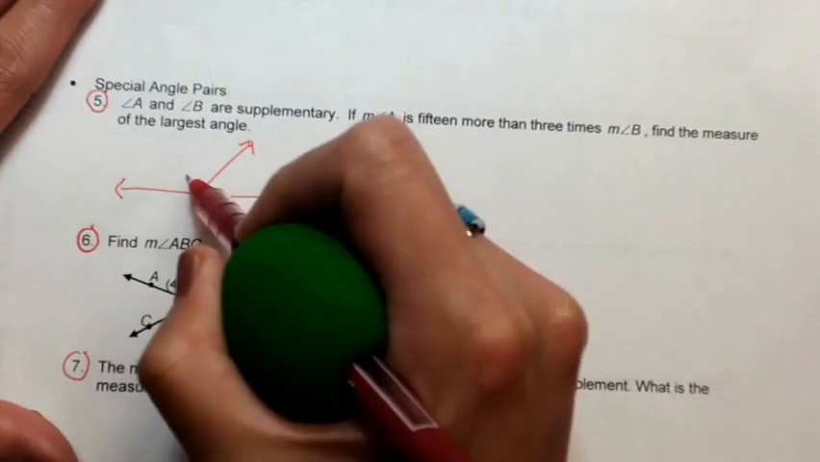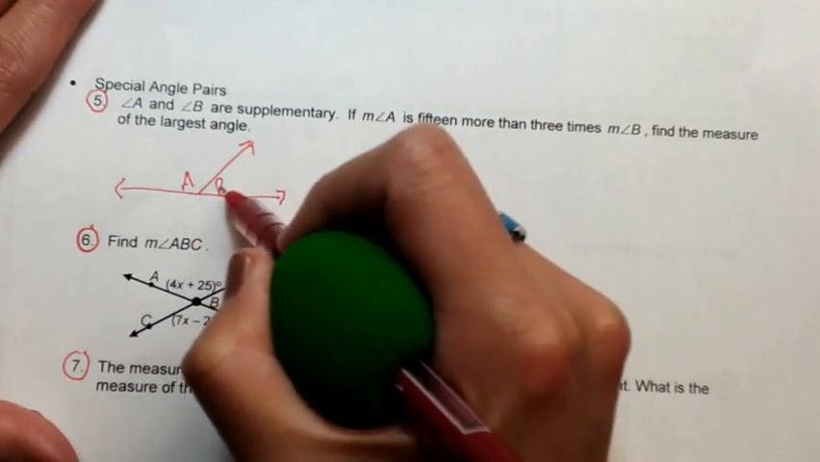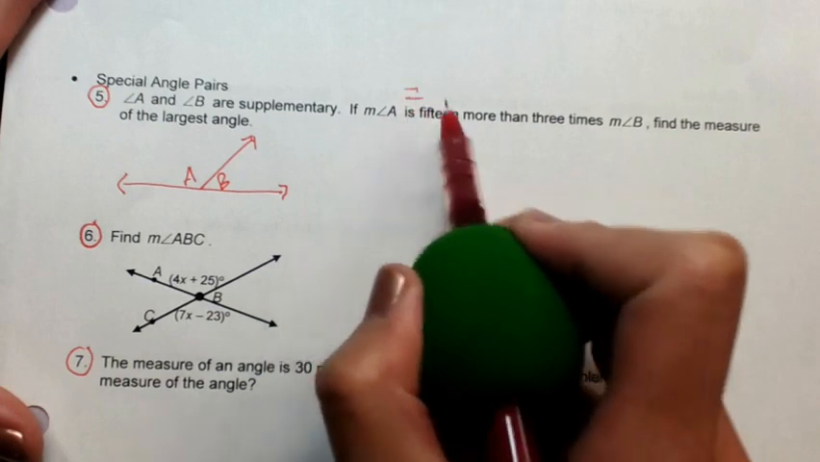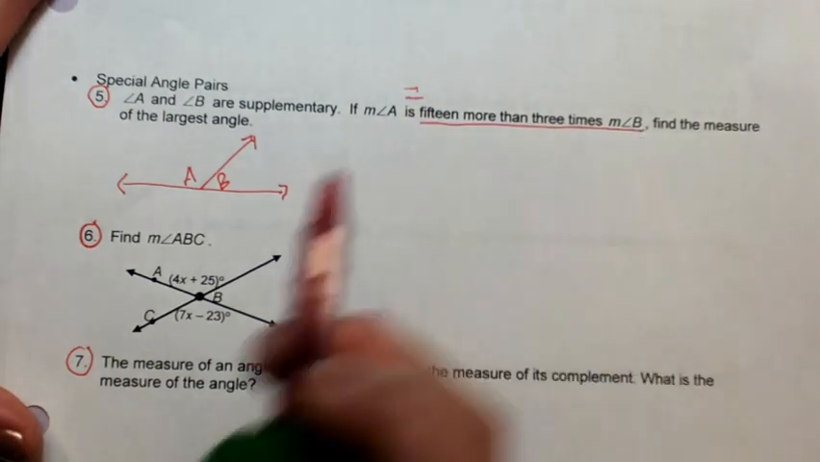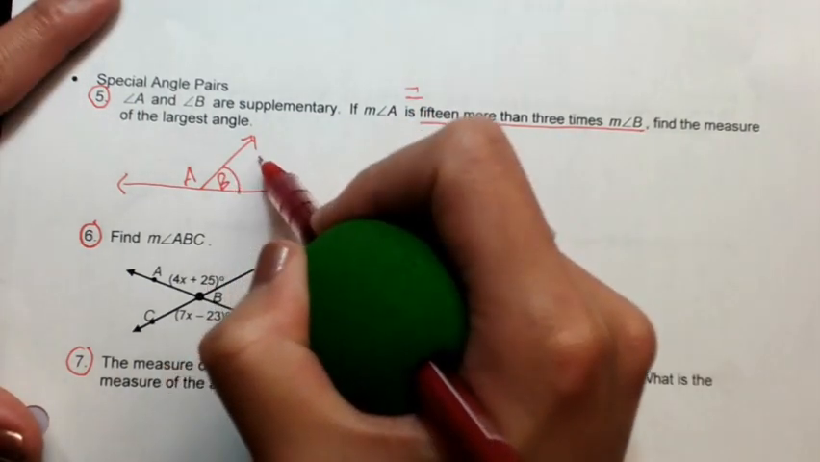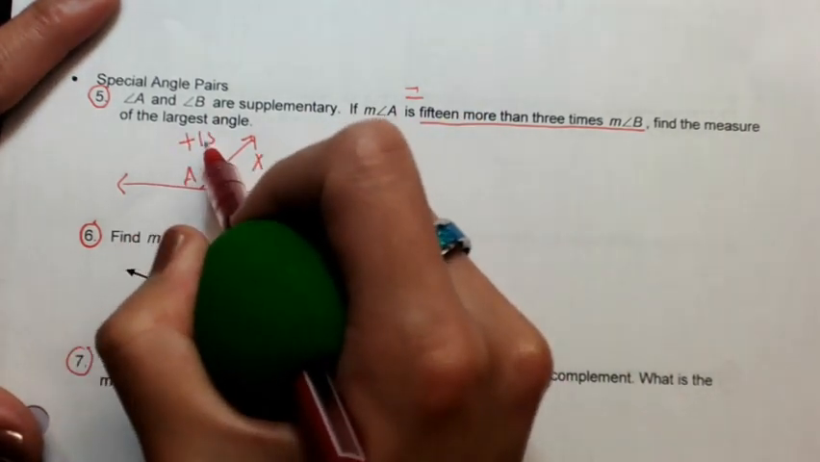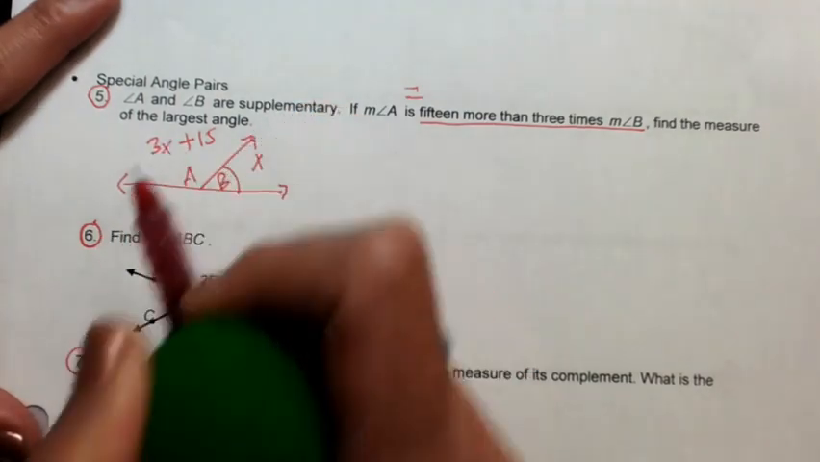So A and B are supplementary. So here's A and here's B. If they're supplementary, we know together has to be 180. So it says A is 15 more than 3 times B. So I'm going to call B angle x. If it is 15 more than, I say plus 15 at the end and 3x.